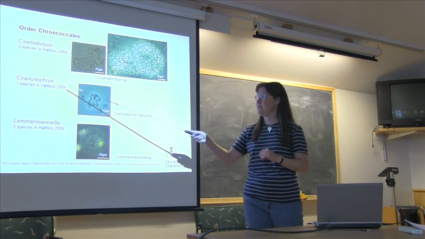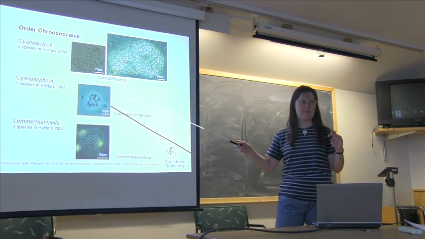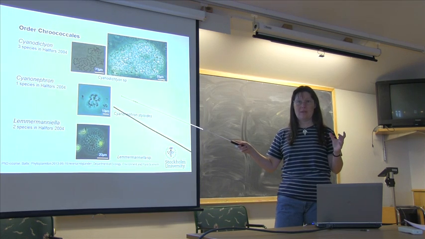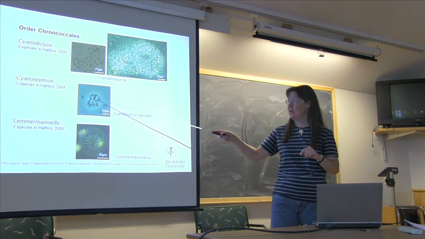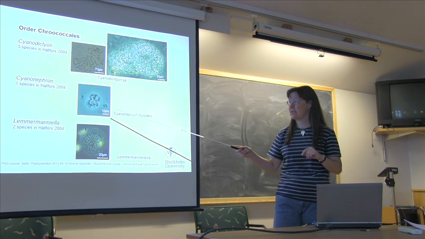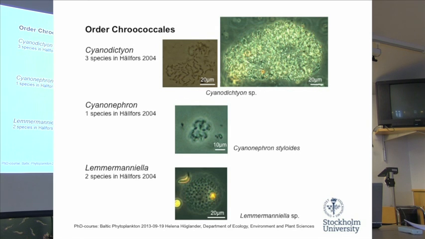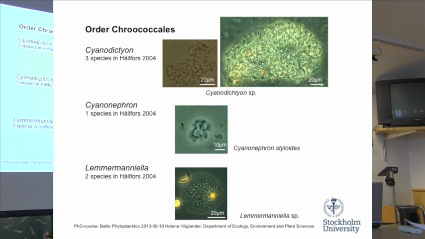Then you have Cyanonephron. The cells look a bit more kidney-shaped. And the colonies are usually not that big. And we have this Woronichinia, no, Lemmermanniella. It looks like a football with all the cells on the outer part of the colony, so they can be quite nice. There are two species here, one with round cells and one with elongated cells.